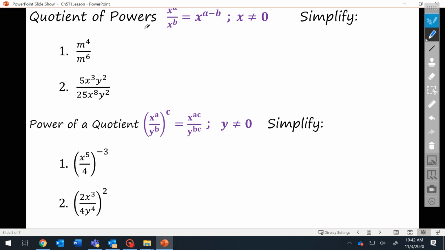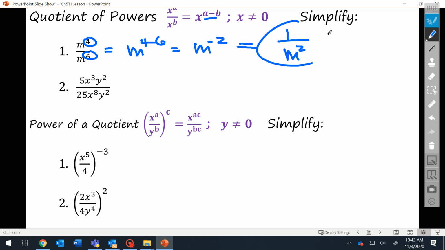Quotient of powers property says that x to the a over x to the b, we simply subtract them, a minus b. So m to the fourth over m to the sixth, so we would subtract the 4 and the 6. It'd be m to the 4 minus 6, which is m to the negative second. But we don't want negative exponents, so it is going to have to go to the denominator. So 1 over m squared, because if there's nothing left in the numerator, then it's a 1. So 1 over m squared.